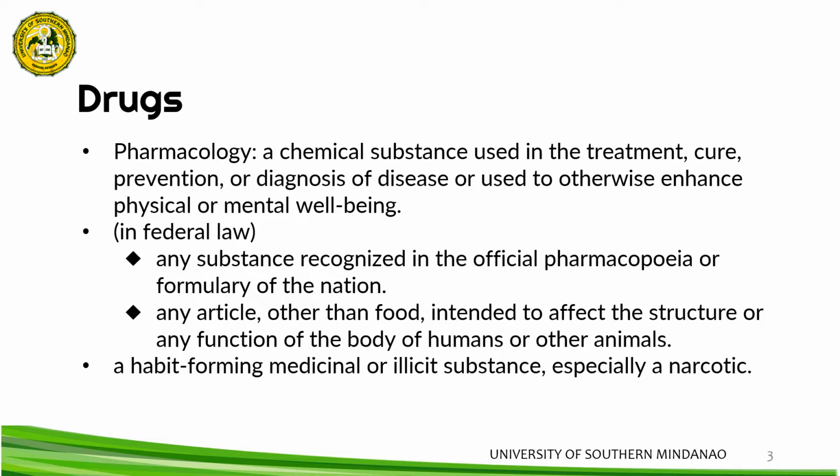So when we say pharmacopoeia, that is a book containing a list of medicinal drugs with their effects and directions for use. It is also defined under the federal law as any article, other than food, intended to affect the structure or any function of the body of humans or other animals.